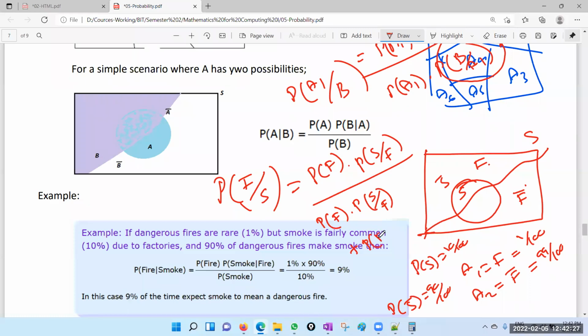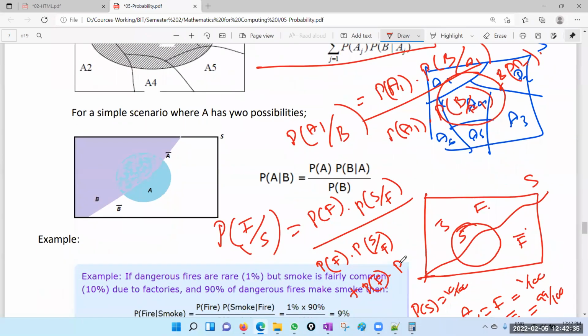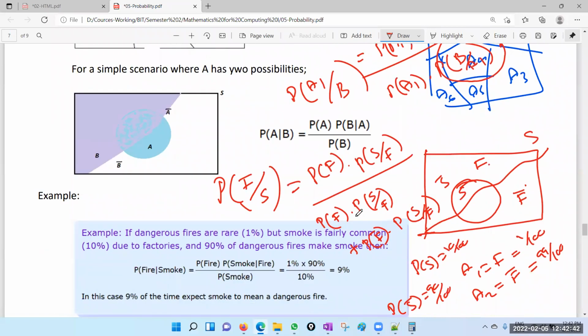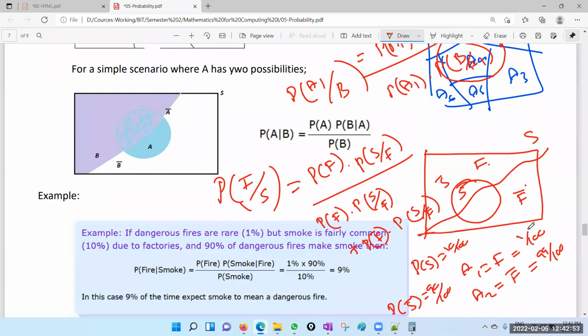Plus the probability of not fire into the probability of smoke given not fire. Right? So what is this? The probability of fire is 1 over 100, 1 divided by 100, into the probability of smoke given fire.